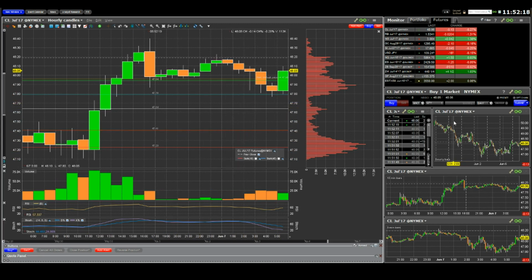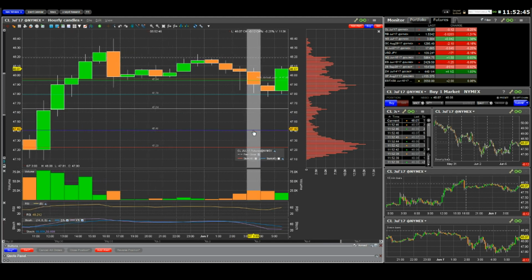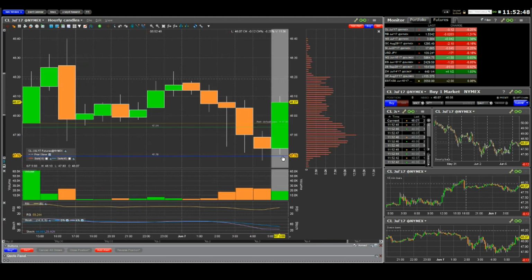Now, by all means, crude oil is not in a confirmed uptrend, as you can see a bit longer term here. We're still in a surge down, but we're seeing some signs that a recovery might be coming, but this might be a blip on the radar and we might go down again. But this can be used for short-term trading.